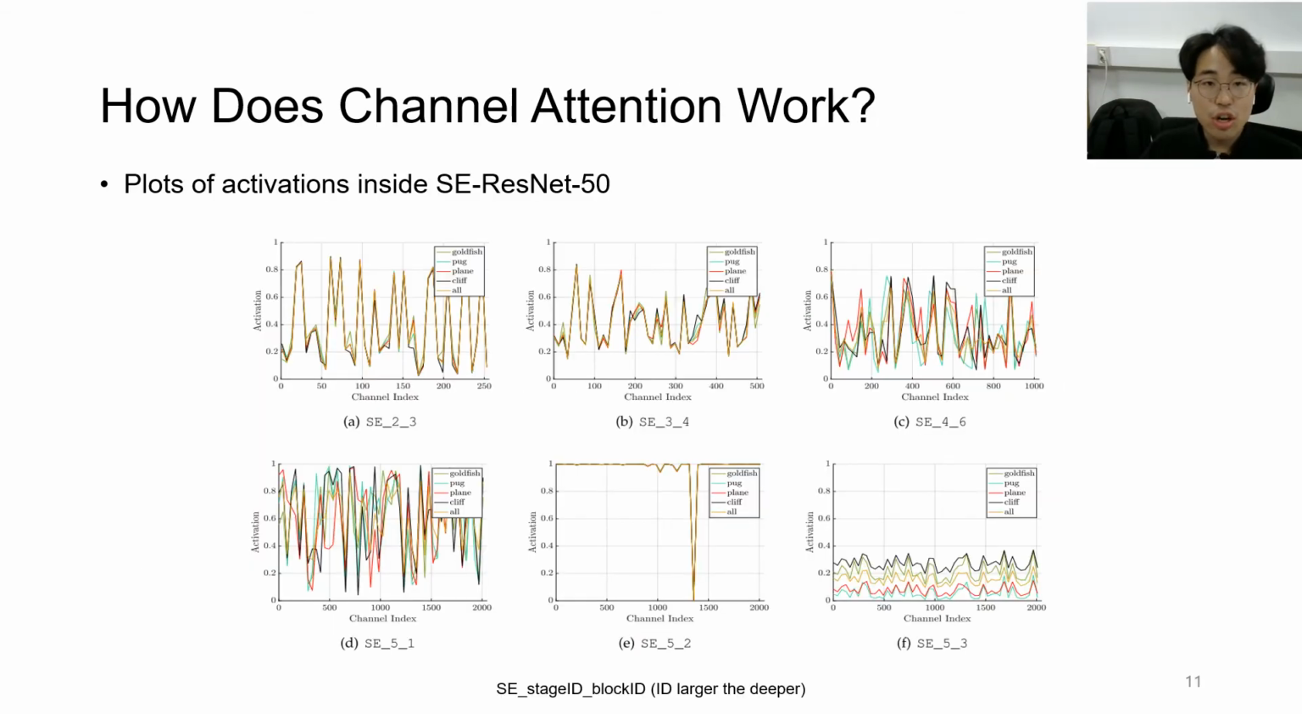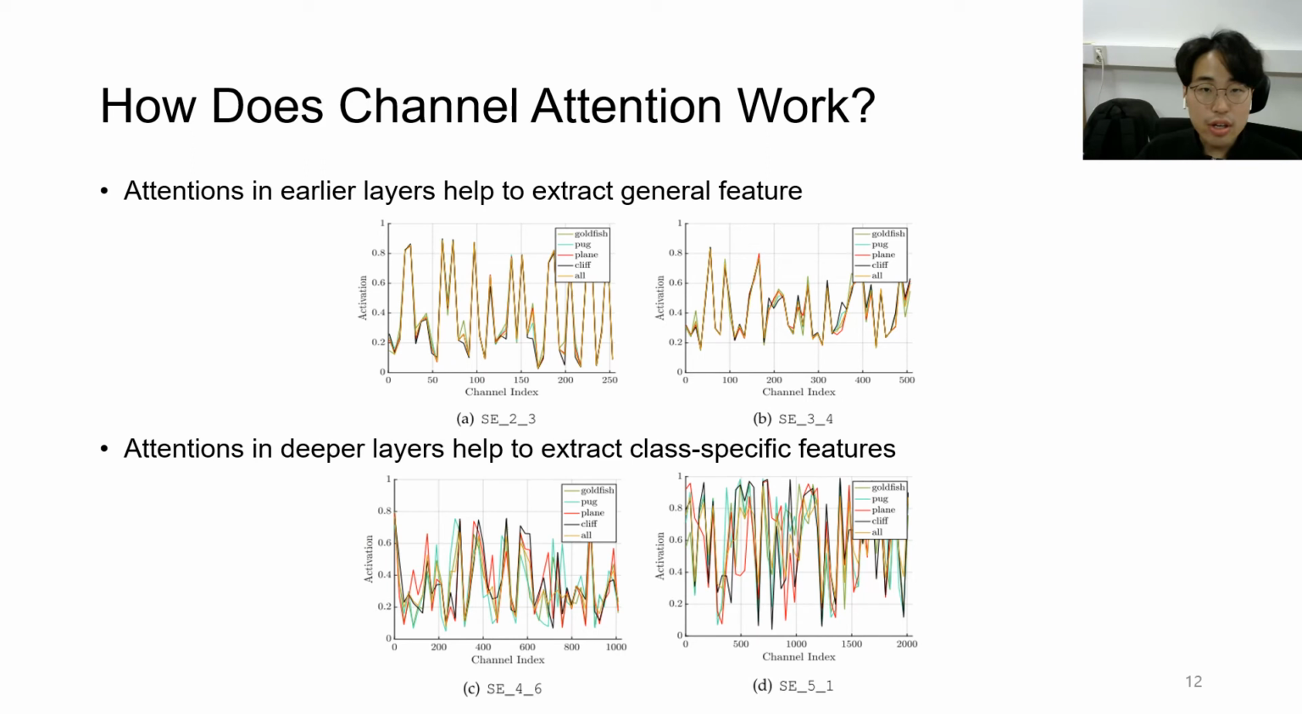Using the explicit nature of channel attention, the authors provide plots of channel attentions to show how they work at various depths of the network. Each colored line refers to the channel attention generated when passing images of each class. The attentions of earlier layers show similar patterns across classes, which means that they help to extract general low-level features from the input. However, we can see that the attentions of deeper layers are different across classes, which means that they help to extract class-specific high-level features.